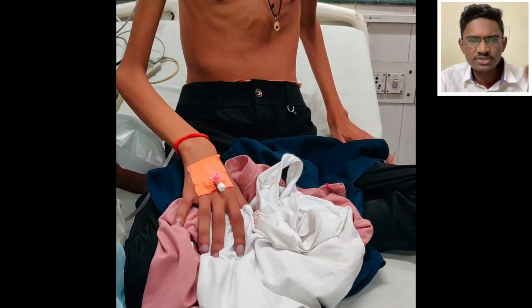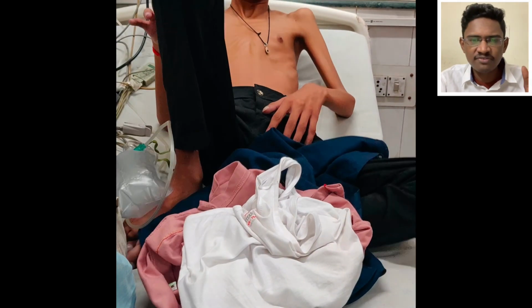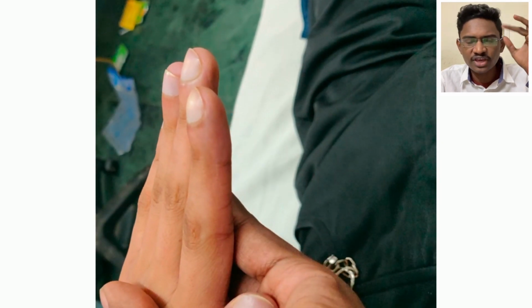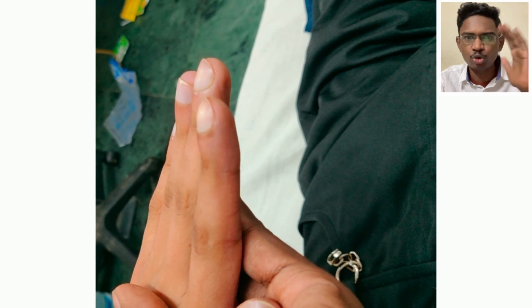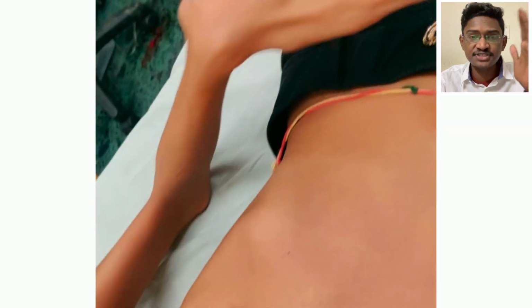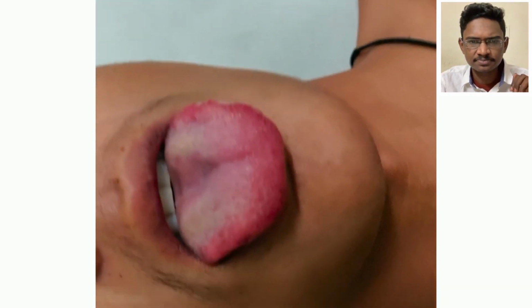So here, if you see in this patient, the patient is having distal bulbous enlargement of the fingers. Okay, this is clubbing as well as bluish discoloration of the fingers as well as toes. There's a pan-digital clubbing of both the hands and both the feet, as well as cyanosis is present.